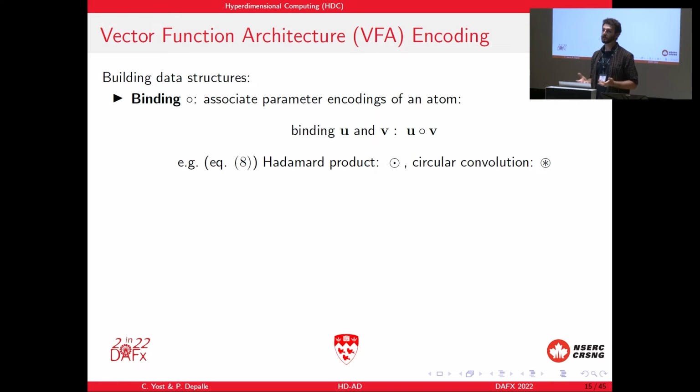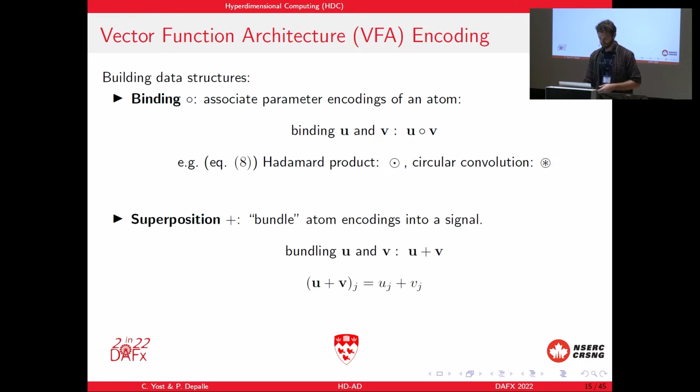So in order to actually build data structures in HD space, there are two operations which do this. The first is called the binding operation, and it's what we use to associate together parameters which belong to the same atom. This is written generically as a circle, so we write binding two hypervectors u and v as u circle v. And then in the paper, we give specific common choices for binding, such as the Hadamard product or circular convolution.